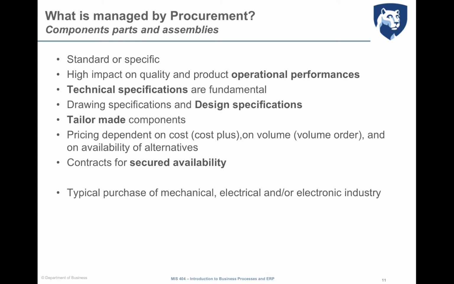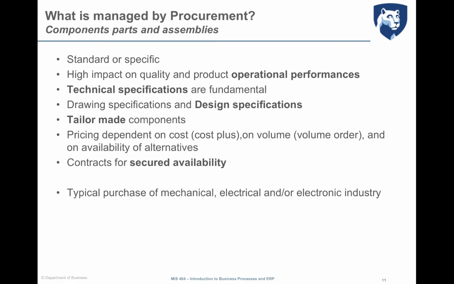Of course, also in this case, there are examples of more or less tailor-made or standard components. Usually the price of this type of parts and assemblies depends on how much they are custom made for the company, the volume the company is requiring, and the number of available alternatives the company can look for for this type of components, parts, or assemblies.